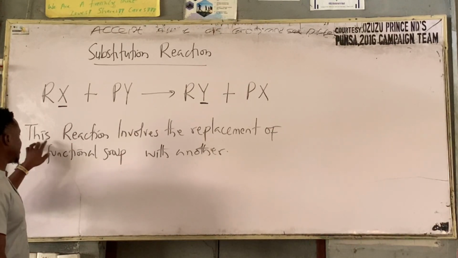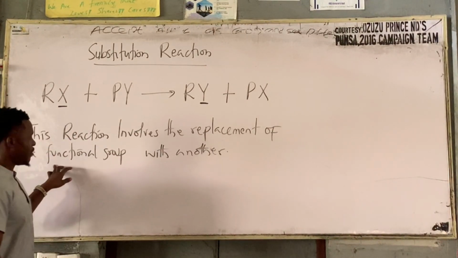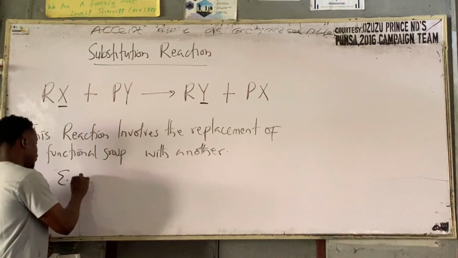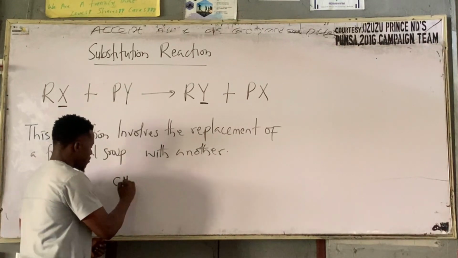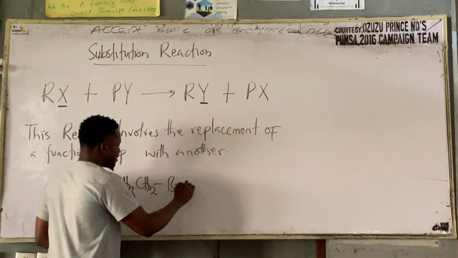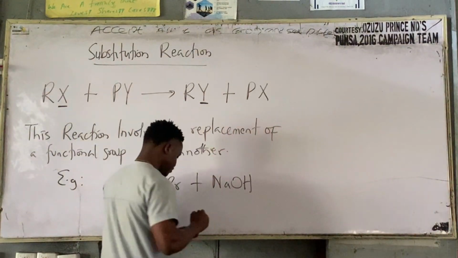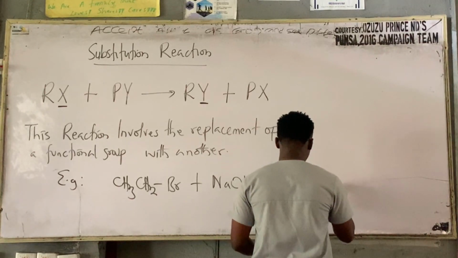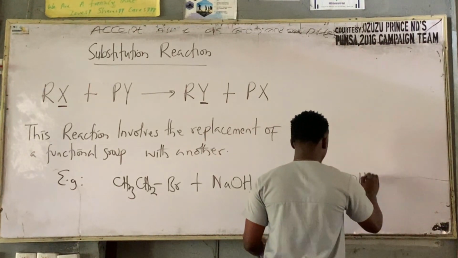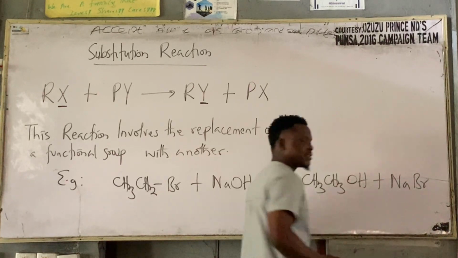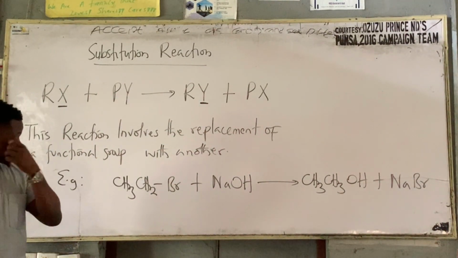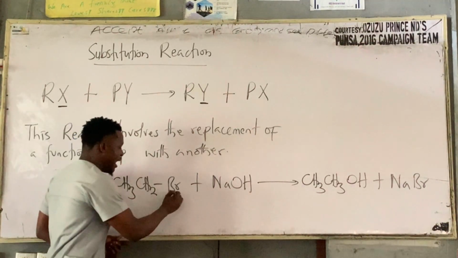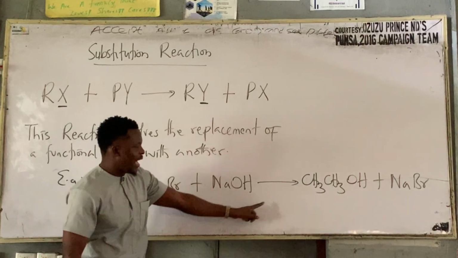Now, this reaction involves the replacement of one functional group with another. We have a common example of such a reaction. Let's say we have this plus NaOH. So we have CH2, CH3, OH, plus NaBr. If I have this now, this Br has been replaced with OH, and I have this.